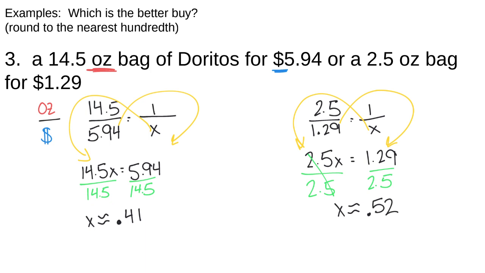0.52. So the unit rate for the first one was 41 cents per ounce. And the second case, the smaller bag, was 52 cents per ounce. So as long as you plan on eating all the Doritos, this is a much better buy because it's so much cheaper for each ounce of Doritos.